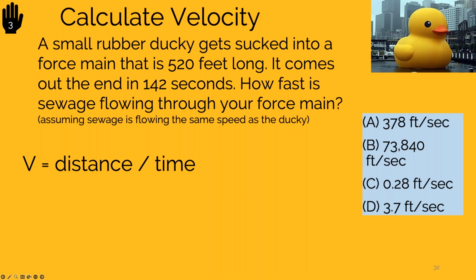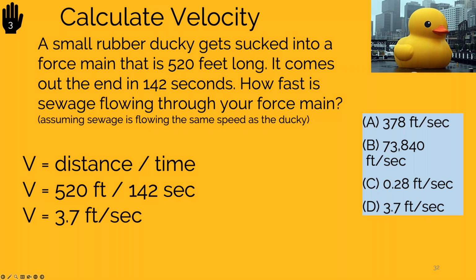All right, excellent. So again, it's distance over time, fractions, distance divided by time. Our distance is in feet and our time is in seconds. So if they don't tell you to do it in different units, don't change them, use the units you've got. 520 divided by 142 is 3.7. And again, if you look at the answers, 3.7 or 378 is the right answer with the decimal point in the wrong place. So make sure you type things into your calculators correctly.